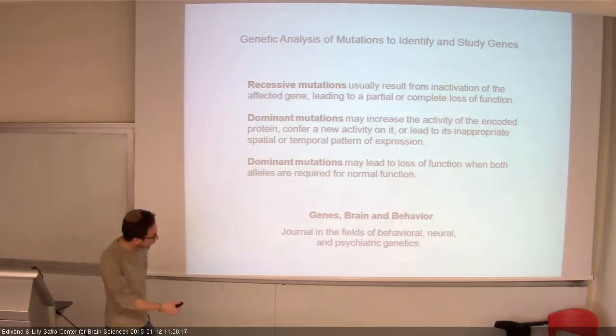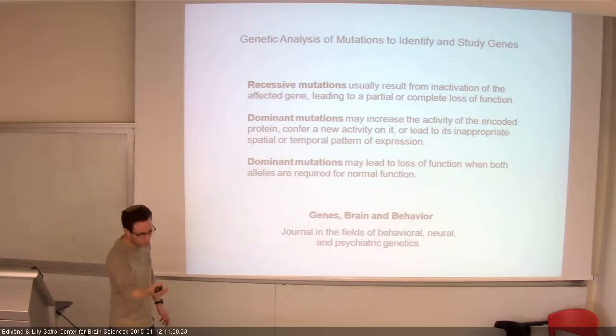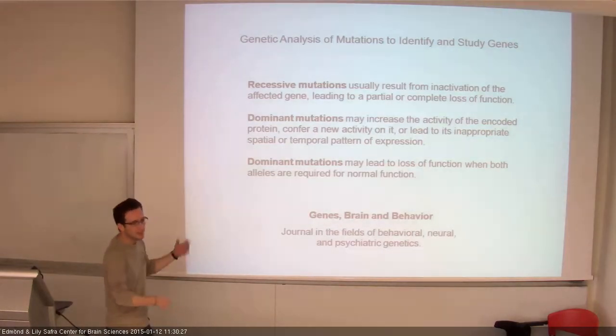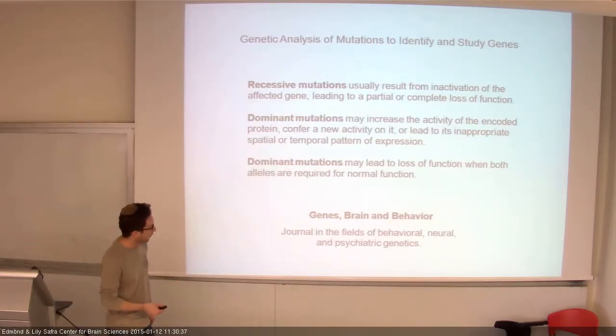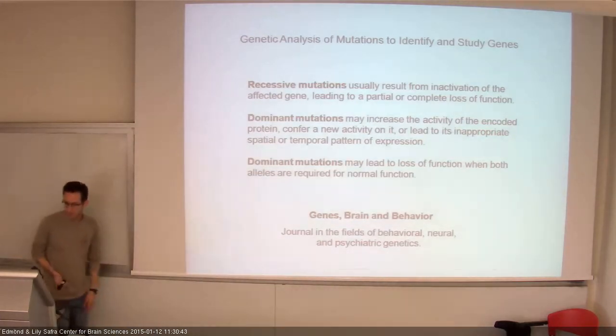This is just the name of a journal, even as an idea for you for the molecular assignment of the course. It's called Genes, Brain, and Behavior, but lots of other journals try to link whatever happens in the genome and some behavioral and neuronal functioning, or what some might call the psychiatric genetics field.